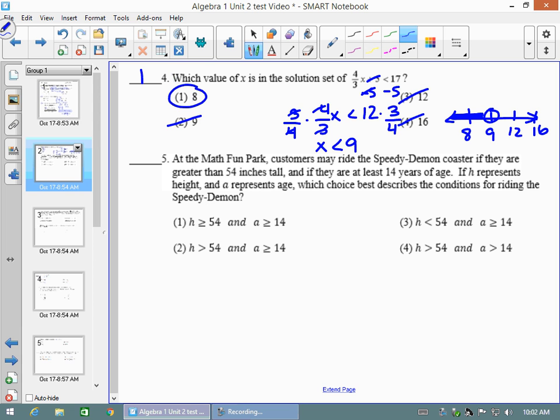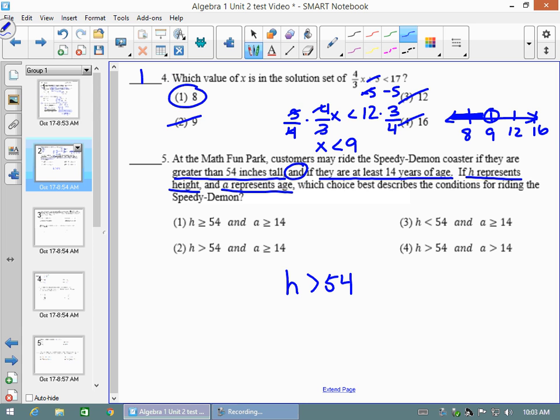Okay, question 5. At the Math Fun Park, customers may ride the Speedy Demon Coaster if they are greater than 54 inches tall and if they are at least 14 years of age. If H represents height and A represents age, which choice best describes the conditions for riding the Speedy Demon roller coaster? Okay, so if H is representing height and they have to be greater than 54 inches, that's going to be just my greater than symbol, so H is greater than 54.